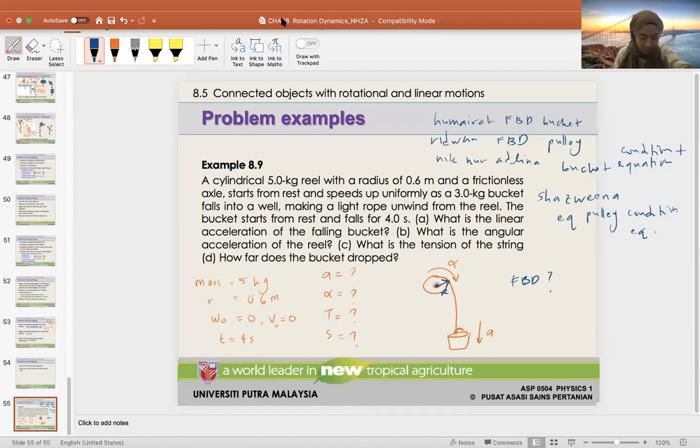Okay, thank you Shazwina. Ini Nick Nur Alina, T equals to minus mg. Bucket equation. Okay, T equals to M1G plus M1A.